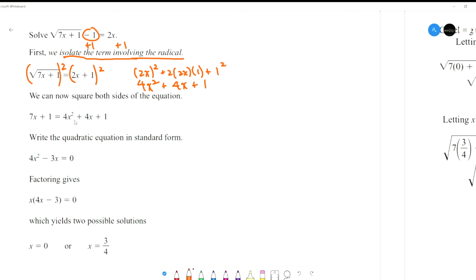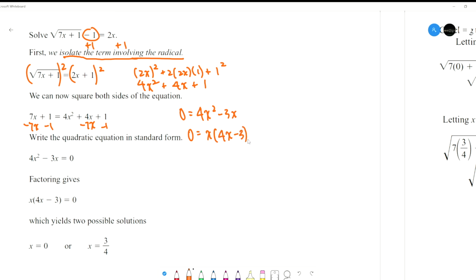Now the 4x squared is positive, so I will bring these terms to the right. So subtract 7x, subtract 1. So this left hand side is 0 is equal to 4x squared. 4x minus 7x is minus 3x. And then the 1's cancel out to 0. So this is not a trinomial, right? So I'm just going to look for the GCF, which is an x, right? So 0 is equal to x times 4x minus 3.